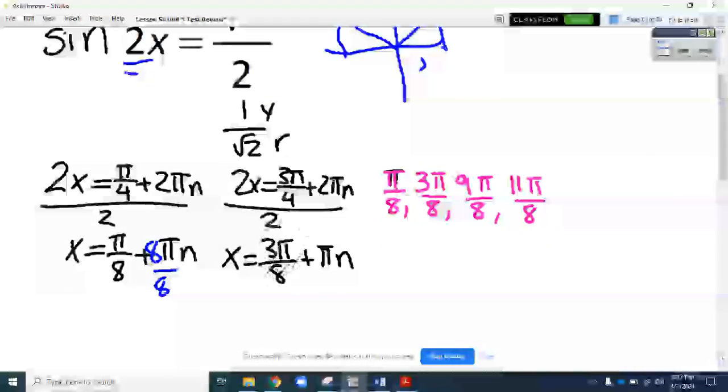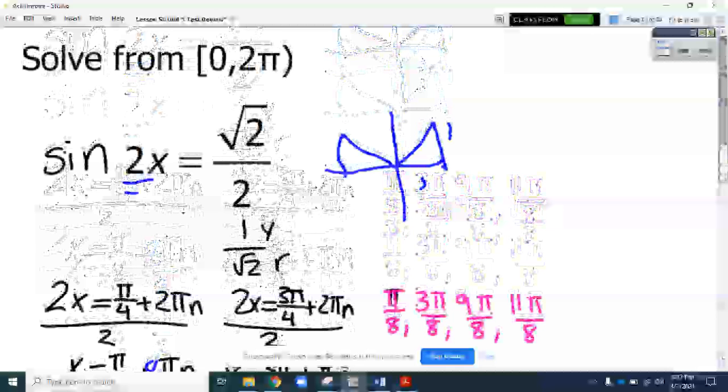So then I come over here to my second answer set. 3 pi/8 is an answer. I add 8, I get 11. If I added 8 more, it would again be too big.